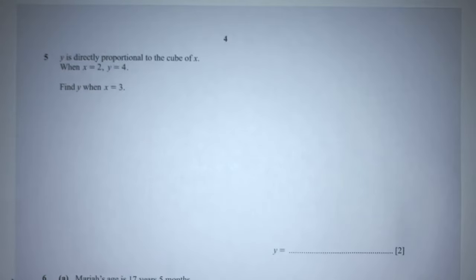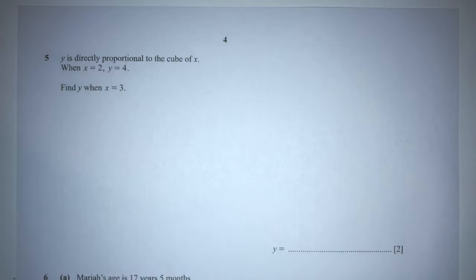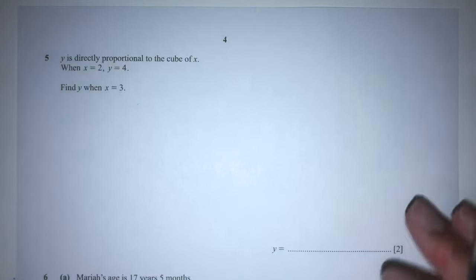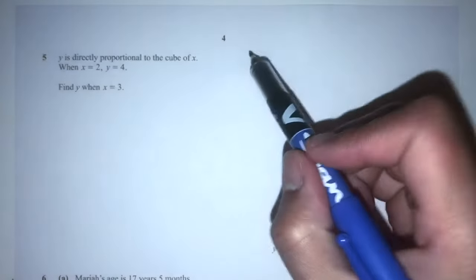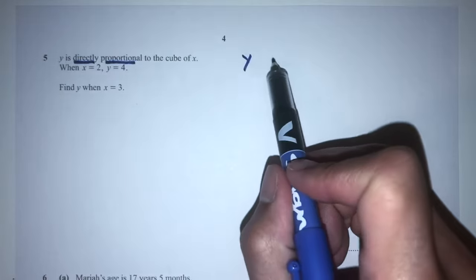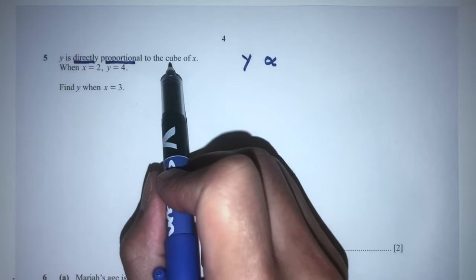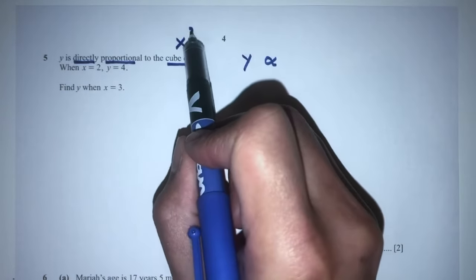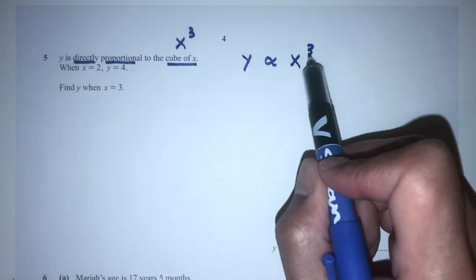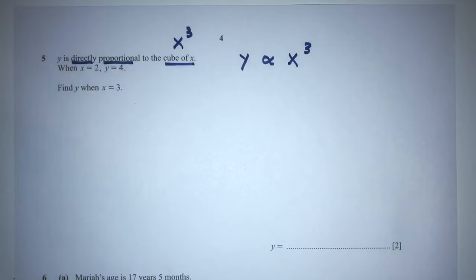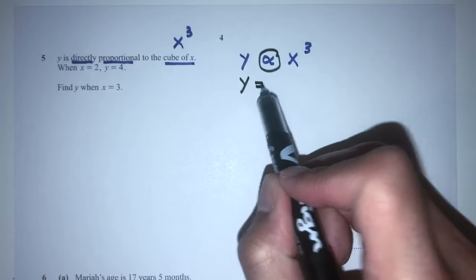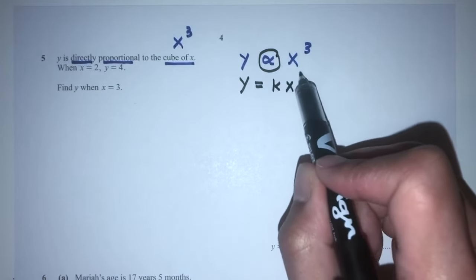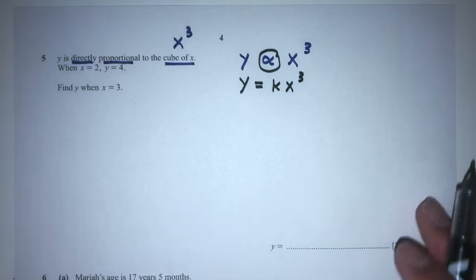Now let's move on to question number 5. So here we have y is directly proportional to the cube of x. So we have to write down the equation. So whenever you have directly proportional, we write this sign. Now what is the cube of x? It is x power 3. We write x power 3. So now of course we don't want to keep this symbol. We can rewrite this as y equal to k times x power 3.